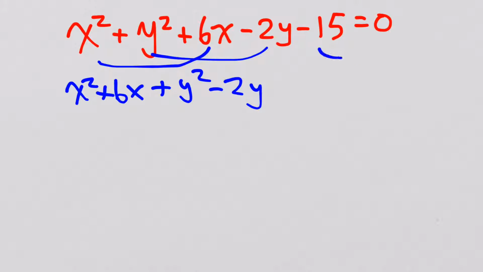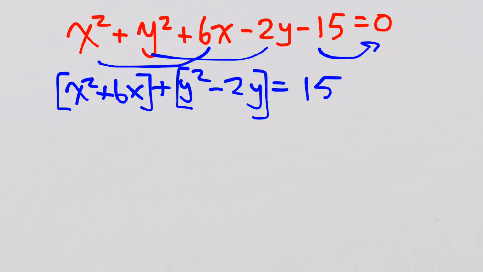And let's go ahead and move this minus 15 to the other side, so equals a positive 15 when we add it over to the other side. Alright, now focus on the x and focus on the y. We need to complete the square, so what do we need to add to this x expression to complete the square? I need to add 9.